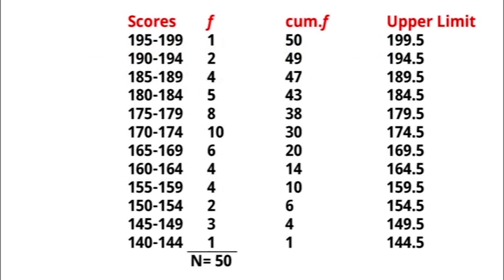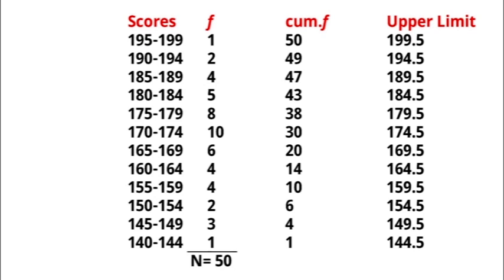Now, this is the problem. 140 to 144 is the lowest and 195 to 199 is the highest score, with the frequencies 1, 3, 2, 4, 4, 6, 10, 8, 5, 4, 2, 1. Now, calculate the cumulative frequency.